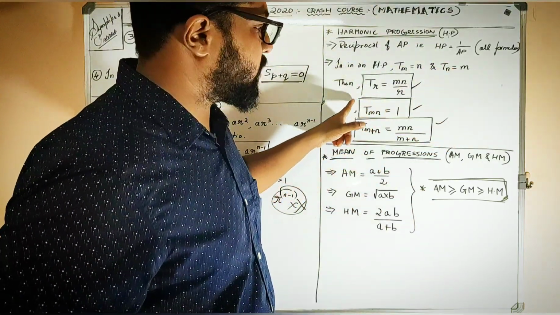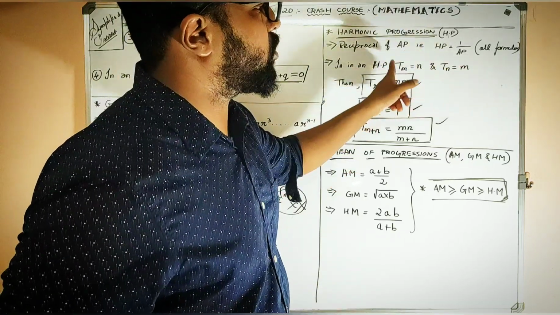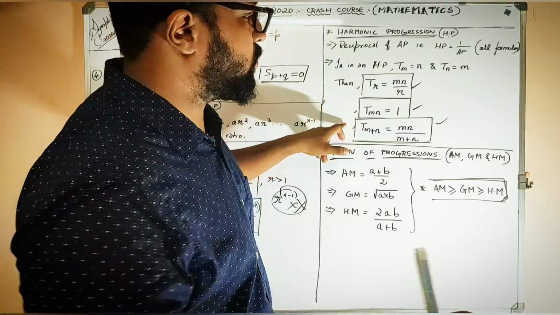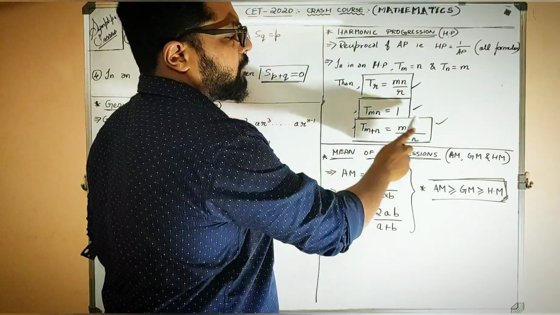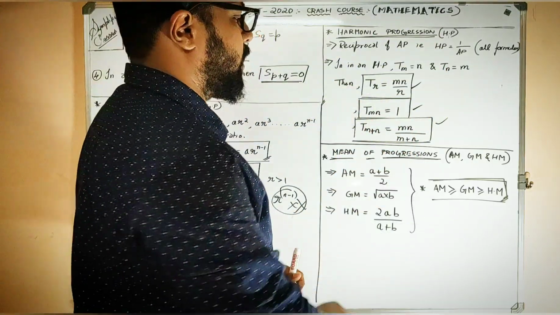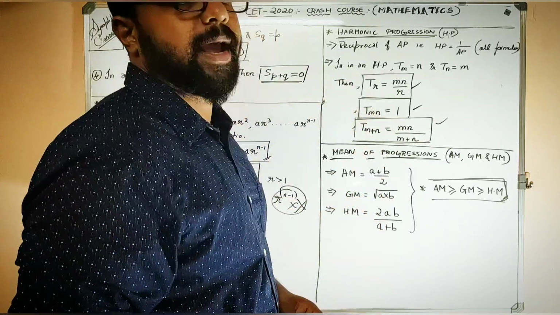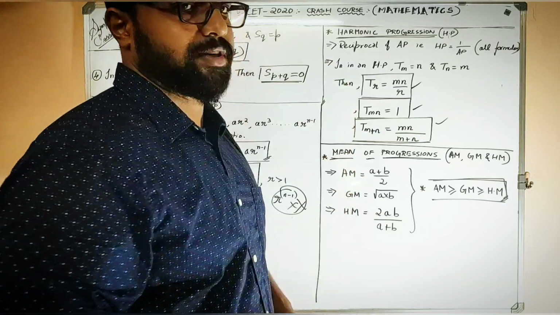Remember, these formulas are not suitable for all the HPs. They are suitable only when this condition of an HP is satisfied. These three formulas will be fulfilled. So you need to look for whether this condition is satisfied, then Tm into n is equal to 1, and Tm plus n is equal to m into n divided by m plus n. Okay, so this is about the HP and its relations.